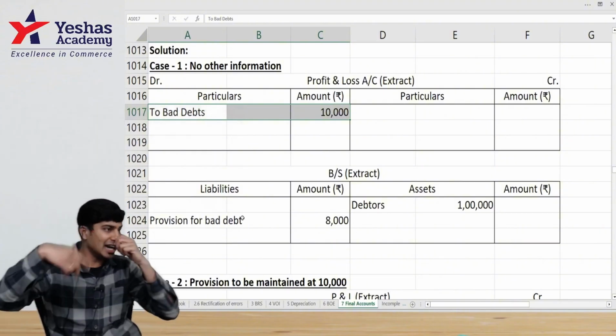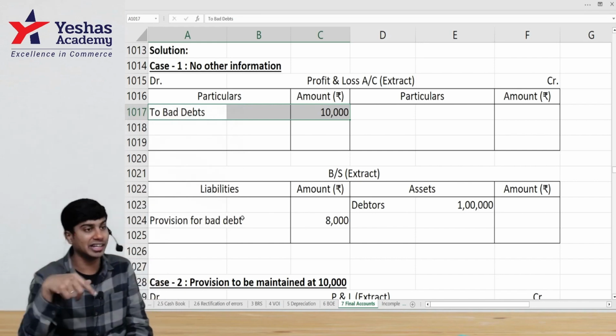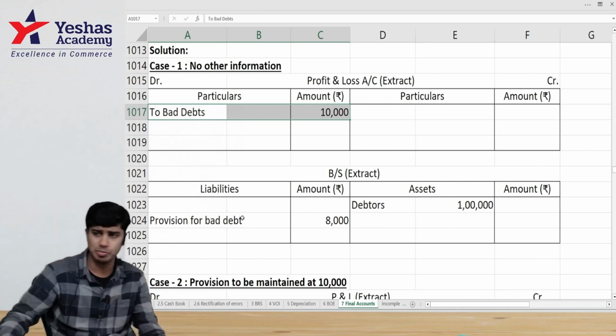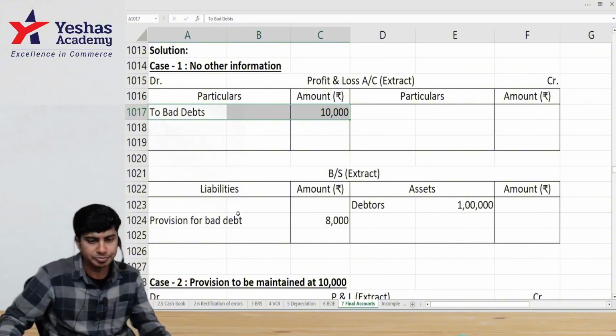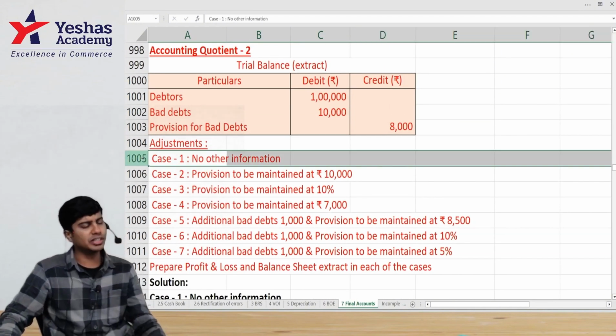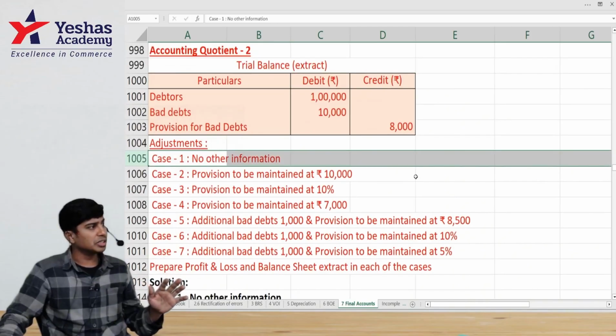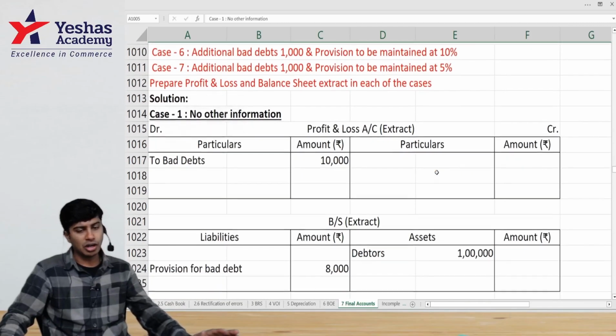Provision is already charged to P&L. It was already created last year, but I have to record only the liability. I need not record it as an expense. I hope you understood. Read the adjustment. No other information. That's it. Case 1, there is no other information. We've got it all right.